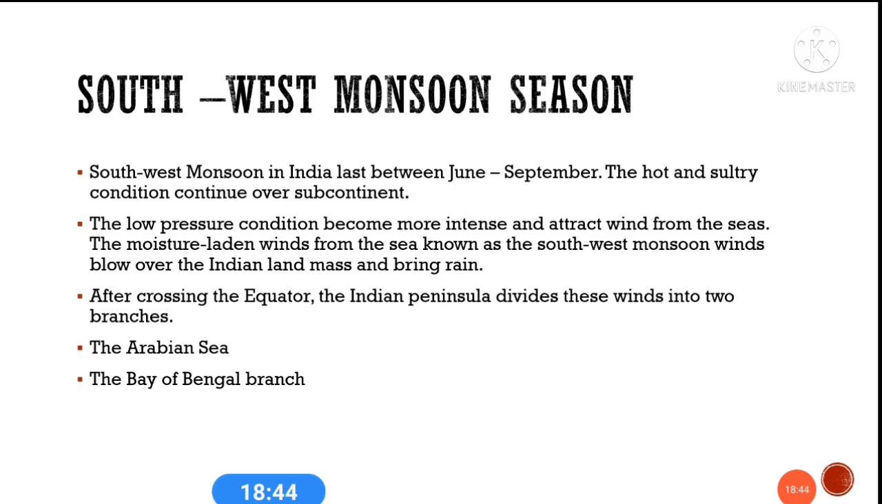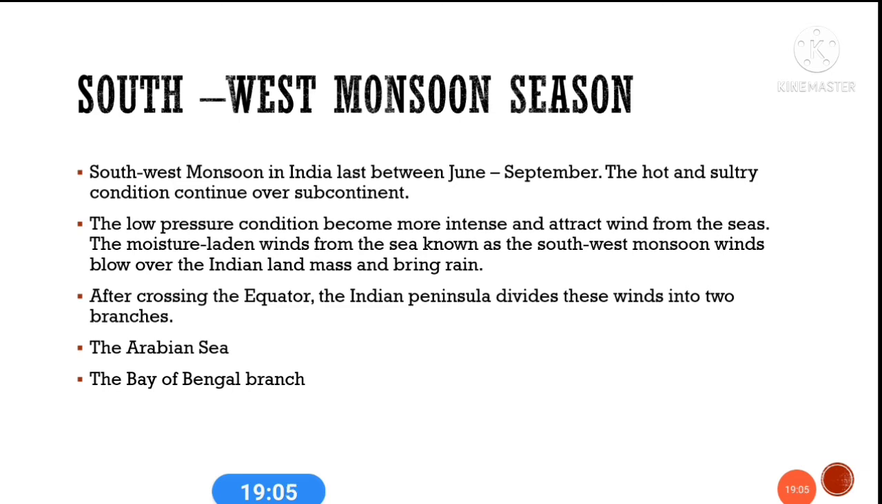As I already told you, in the winter season there is a high pressure over the land, so wind will blow from land to the sea. But in this condition there will be a low pressure because the temperature will be very high. If the temperature is high, the pressure will be low. So due to low pressure over the land, the wind will blow from the sea towards the land.